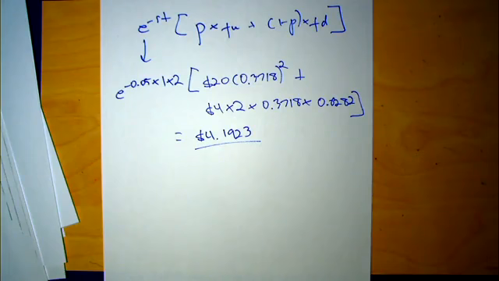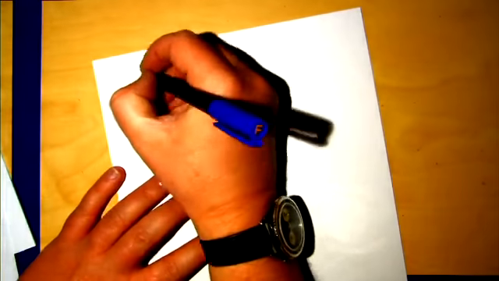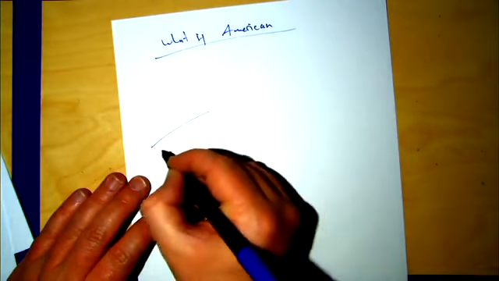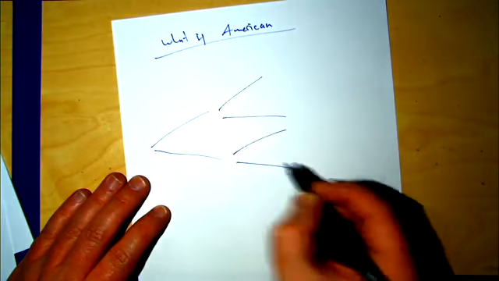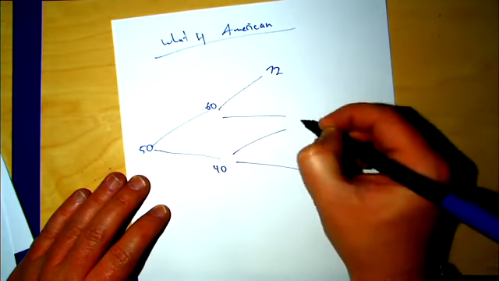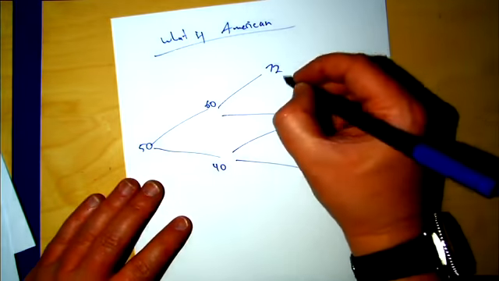So what if it's American? Okay, if it's American, we have that decision about early exercise. Okay, so what if it's an American option? Okay, again, same setup. Okay, this doesn't change. Payoffs over here don't change.